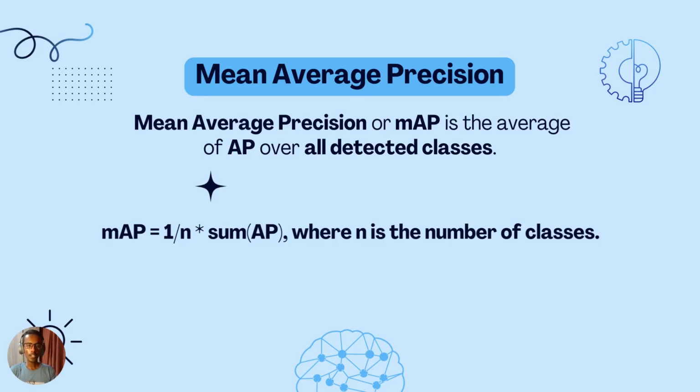So after computing the precision, the recall, and the average precision, the final step will be to compute the mean average precision. And the mean average precision is just a simple concept, and it's just the average of all of the average precision for all of the detected classes. And it's given by the formula: the sum of the average precisions divided by the number of classes.